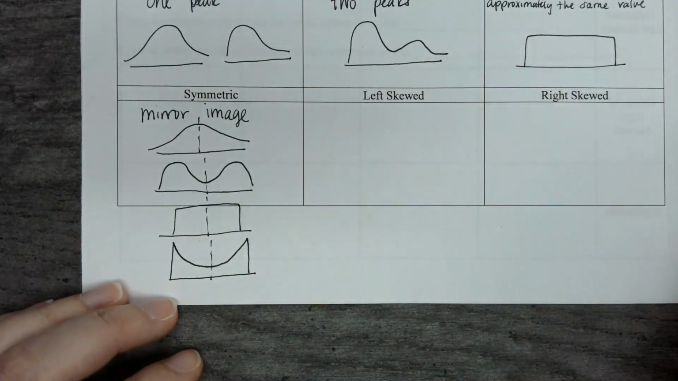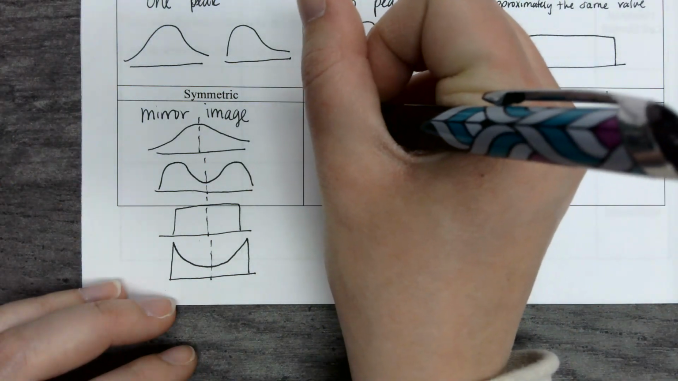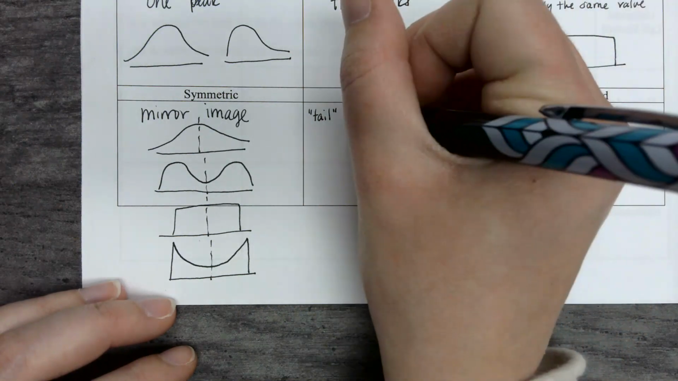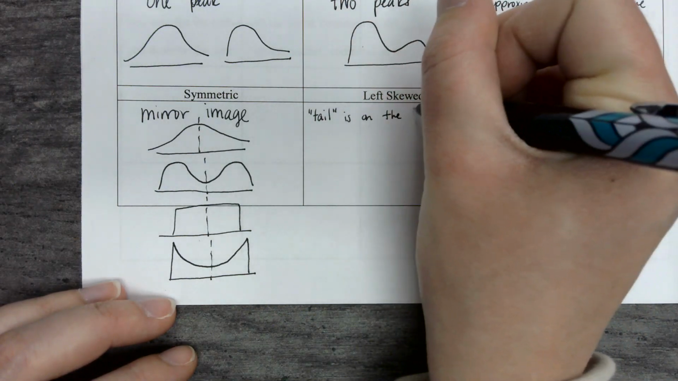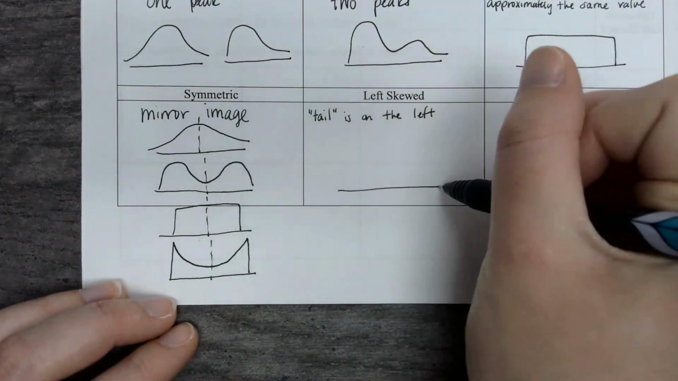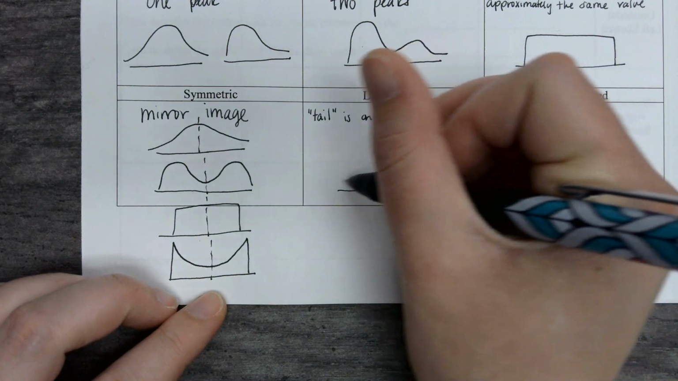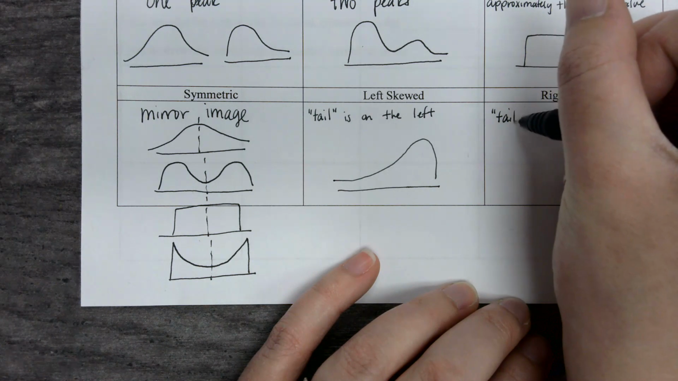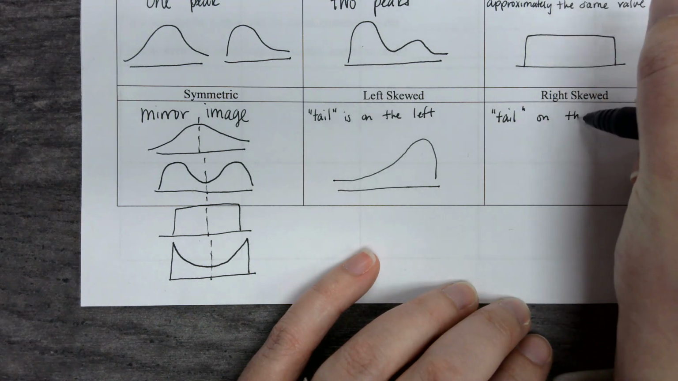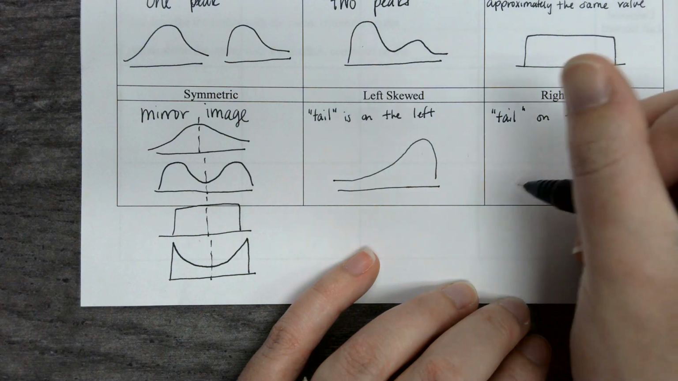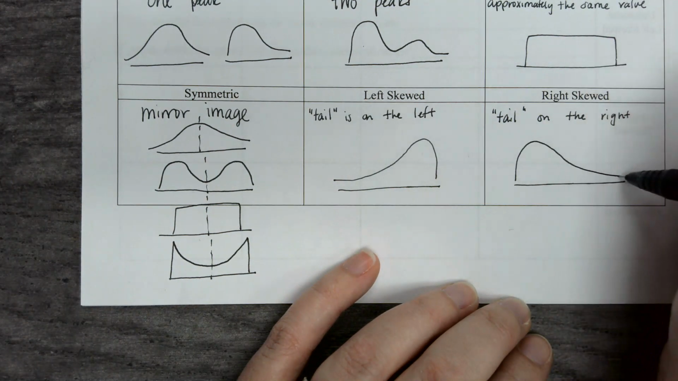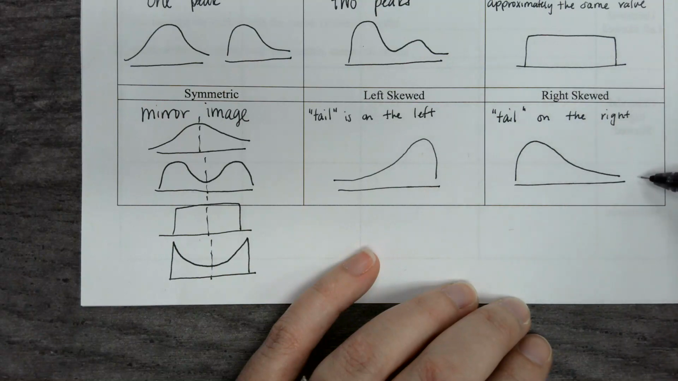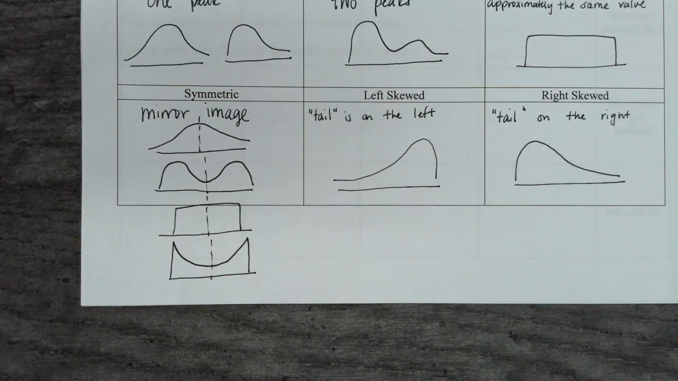Now remember, left skew versus right skew. So left skew is where your tail is on the left. So where we have our high values and our tail goes off into the left. So something like this. Right skew is where our tail is on the right. So where I have my hump on the left, or my peak on the left, and it drops off to the right-hand side.